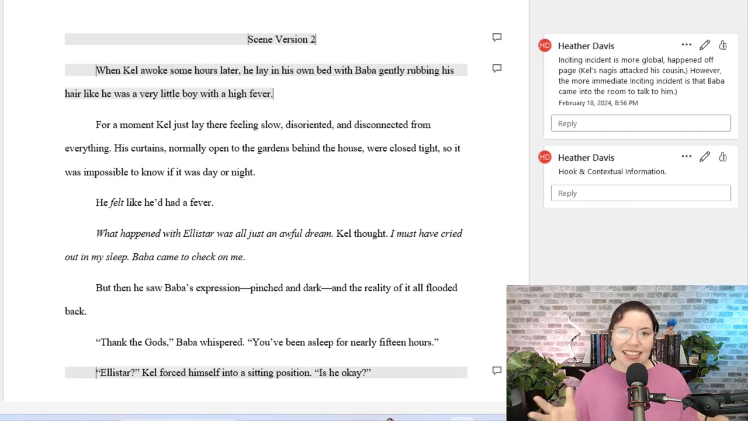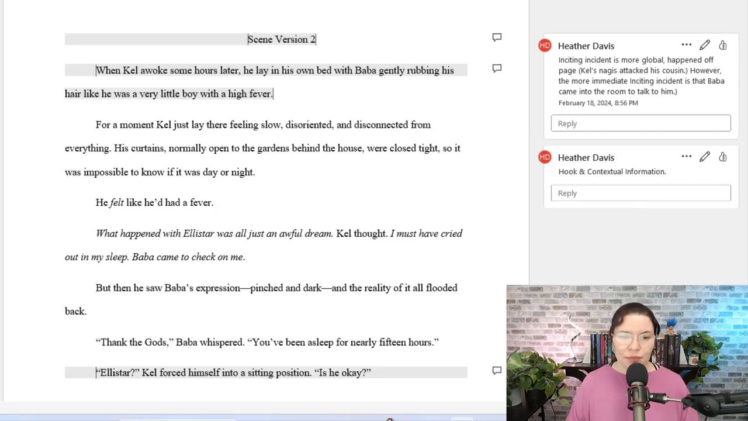The third thing that this sentence does is it serves as the hook. And where that hook part comes in is the last half of the sentence, in that I say Baba was gently rubbing his hair like he was a very little boy with a high fever. What I want to do is let the reader know that Baba is really worried about Kel and about this whole situation. Because when parents watch their kids who have fevers, it's because they're worried about the fever spiking and they're worried something terrible is going to happen. So Baba has been similarly worried about Kel. So hopefully it's making the reader realize that there's something to worry about.